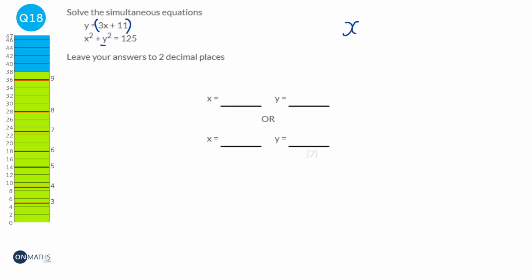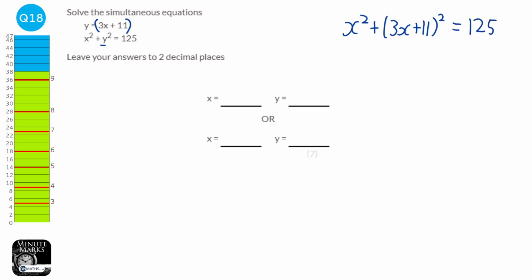So we've got x squared plus, and instead of y, I'm going to say what the first equation is. I'm just going to replace it with what y equals in the first equation, which is 3x plus 11. And it's y squared, so it's that squared, equals 125. Okay. Now we need to expand the brackets there.